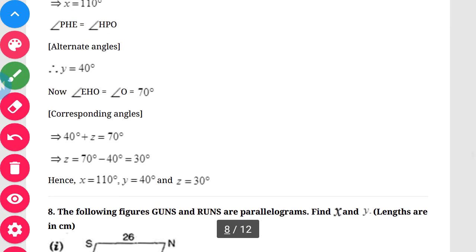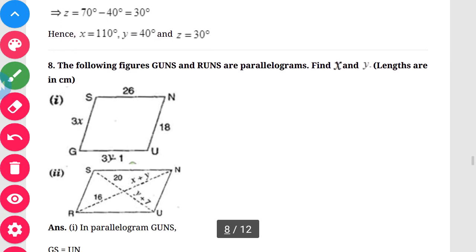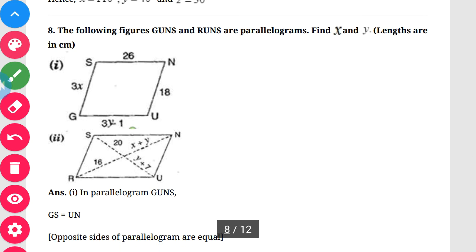Need to understand alternate angles, corresponding angles. Once you get to know this, you can easily solve any kind of sum, children, any kind of sum. The following figures, GUNS and RUNS, are parallelograms, and find x and y length in centimeters. Okay, so here they have given two parallelograms. We'll go with the first one. They have told us to find the x and y.